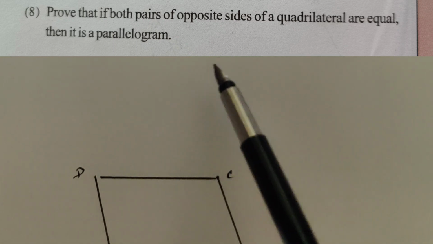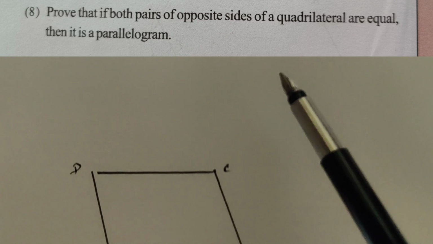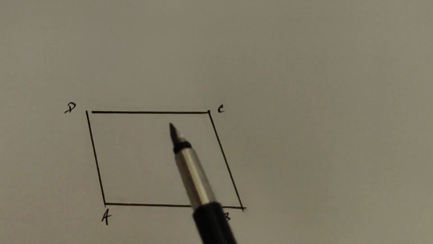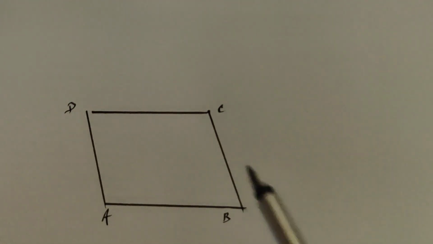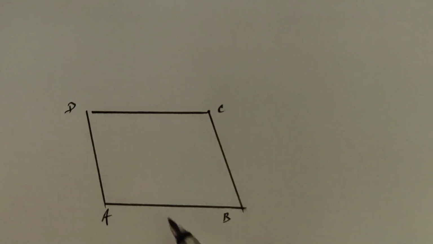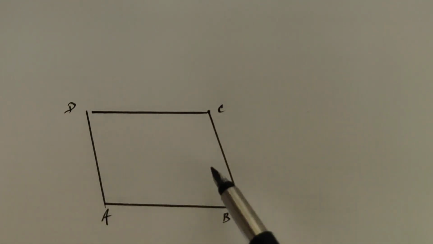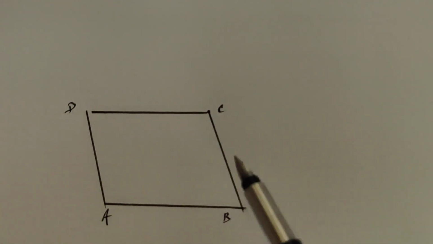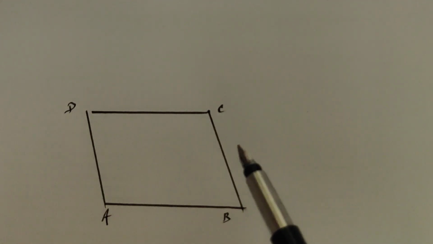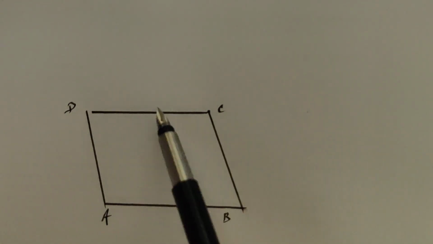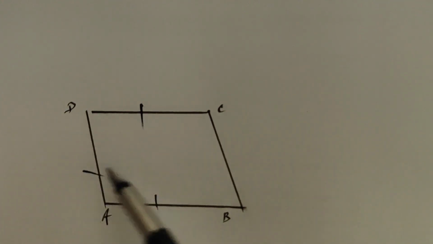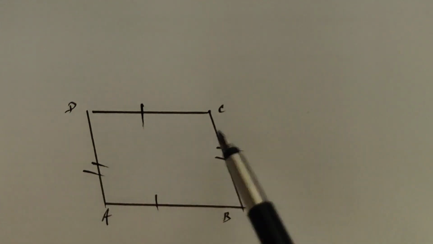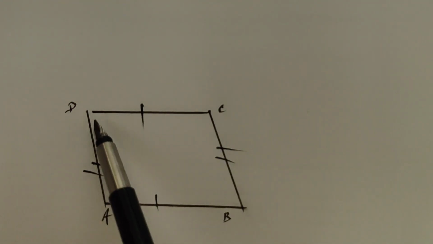In the figure below, ABCD is a parallelogram and AP is equal to CQ. Next question: prove that if both pairs of opposite sides of a quadrilateral are equal, then it is a parallelogram. Here we can see a quadrilateral whose opposite sides are equal, and we want to prove this is a parallelogram using our chapter, equality of triangles. Now these two sides are equal and these opposite sides are equal. That is given.